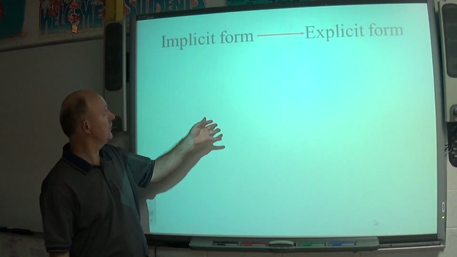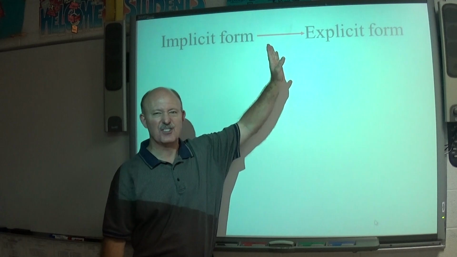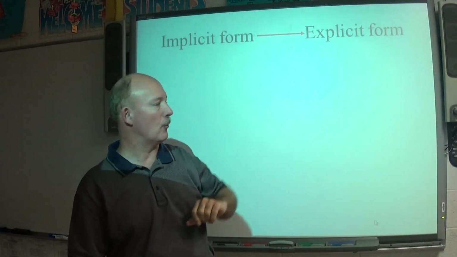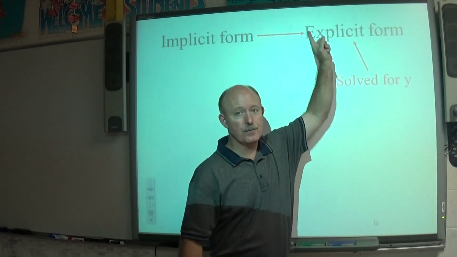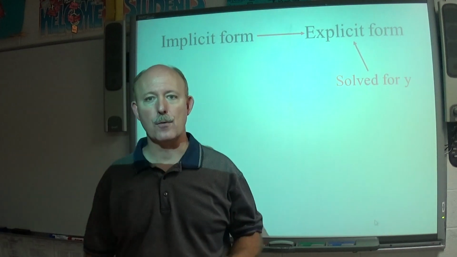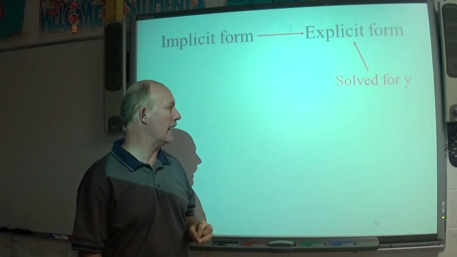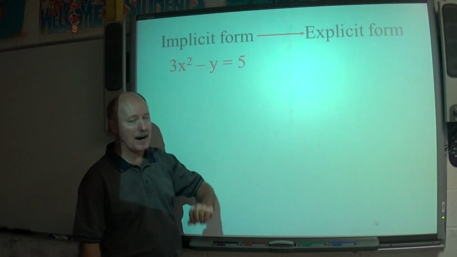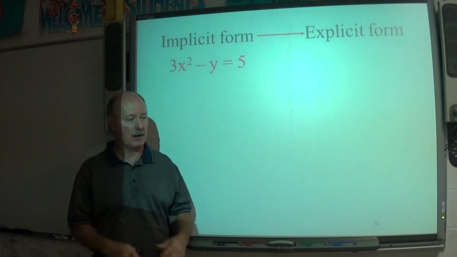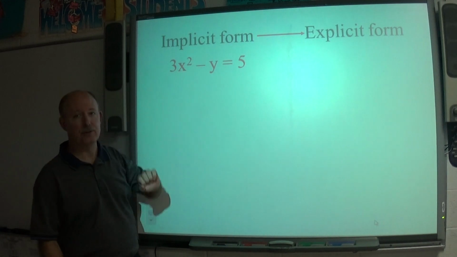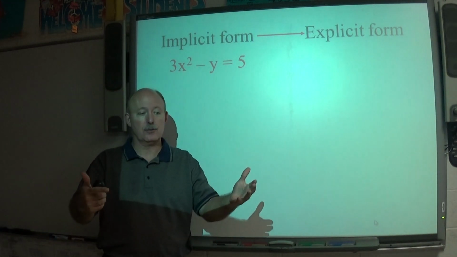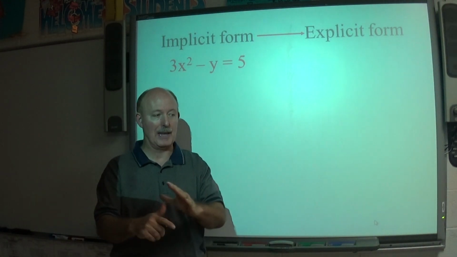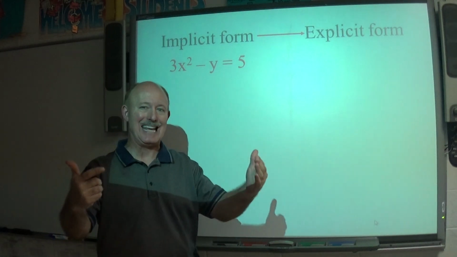So let's look at some functions that are in implicit form and the same function in explicit form. Remember, explicit form means the function has been solved for y. Let's start off with a little parabola. Here's our first one: 3x squared minus y equals 5. This is implicit form. We can take the derivative of this function the way it is, without rearranging it or anything.